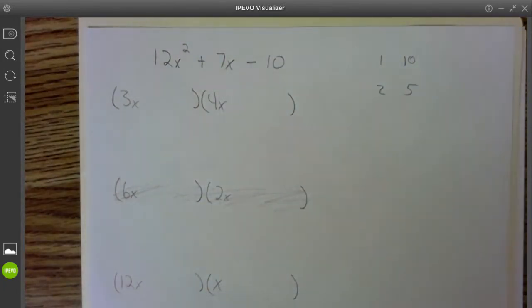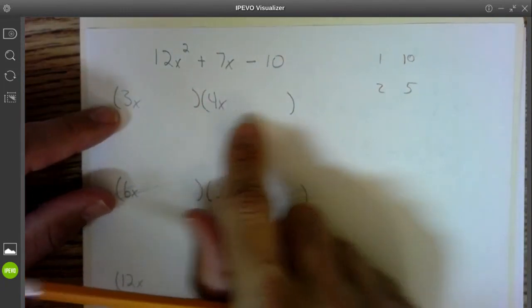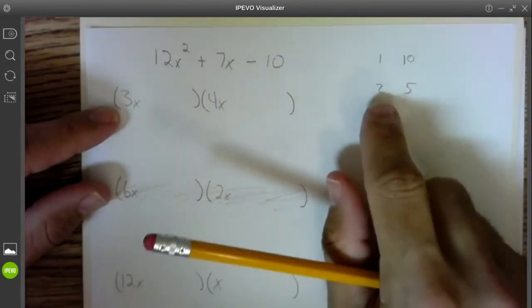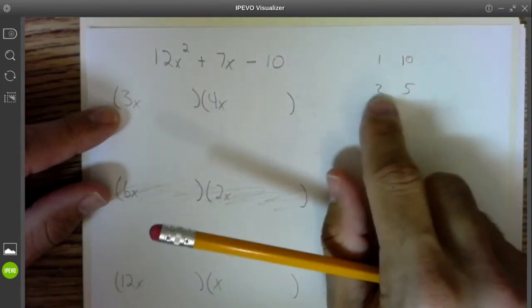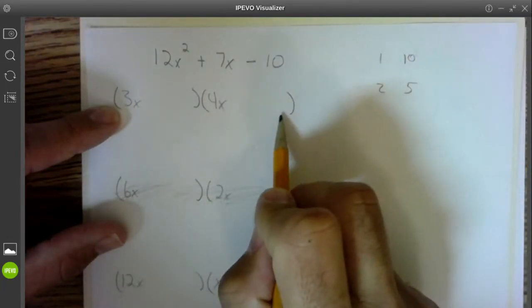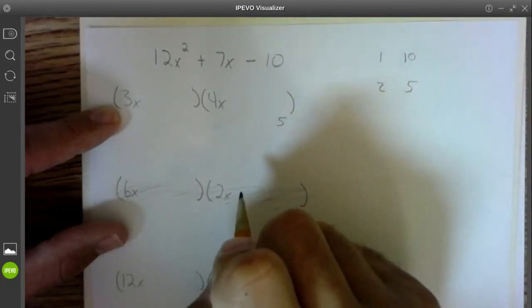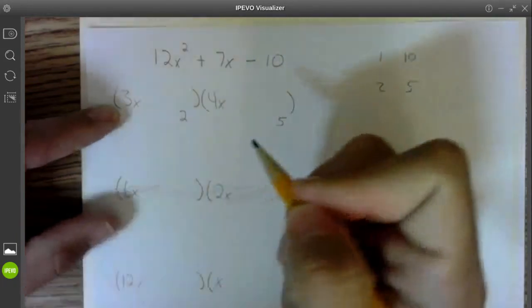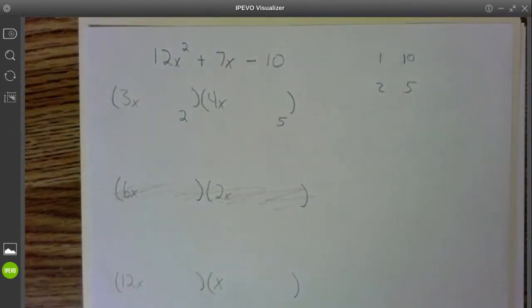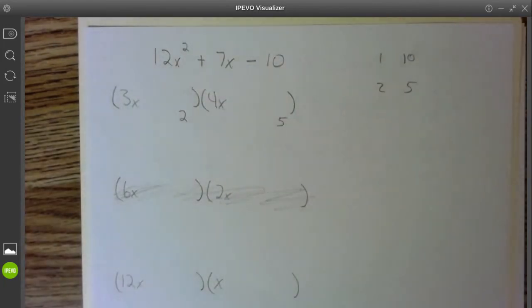Let's go ahead and try it. We're going to try it with the 3x and the 4x up here. So we can either do the 1 and the 10 or the 2 and the 5. I vote 2 and the 5. I cannot put my 2 here with the 4, so let's try the 5 there and the 2 here. And then we just need to see if this will somehow combine to give me a 7x. And it does. Yeah, it does.